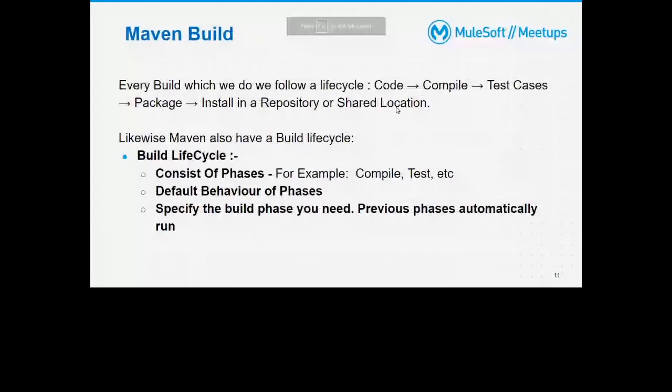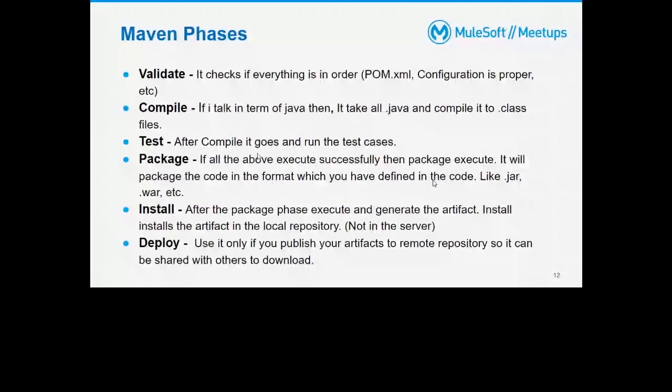Then Maven build. Like every other life cycle, we have a Maven build life cycle as well, which contains compile, test, package, deploy, install. The build life cycle for Maven consists of different phases, which we'll talk about. There are some default phases. When you run one phase, it runs the previous phases as well. We almost have 7 to 8 phases, but these are some of the common ones we use: validate, compile, test, package, install, and deploy.